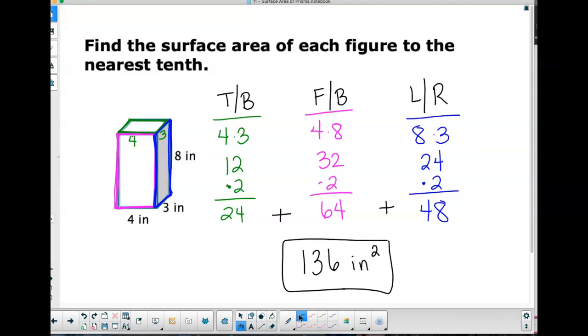I think the hardest part is figuring out what numbers go where. And that's why outlining it and tracing it will be helpful. Okay, flip the page.